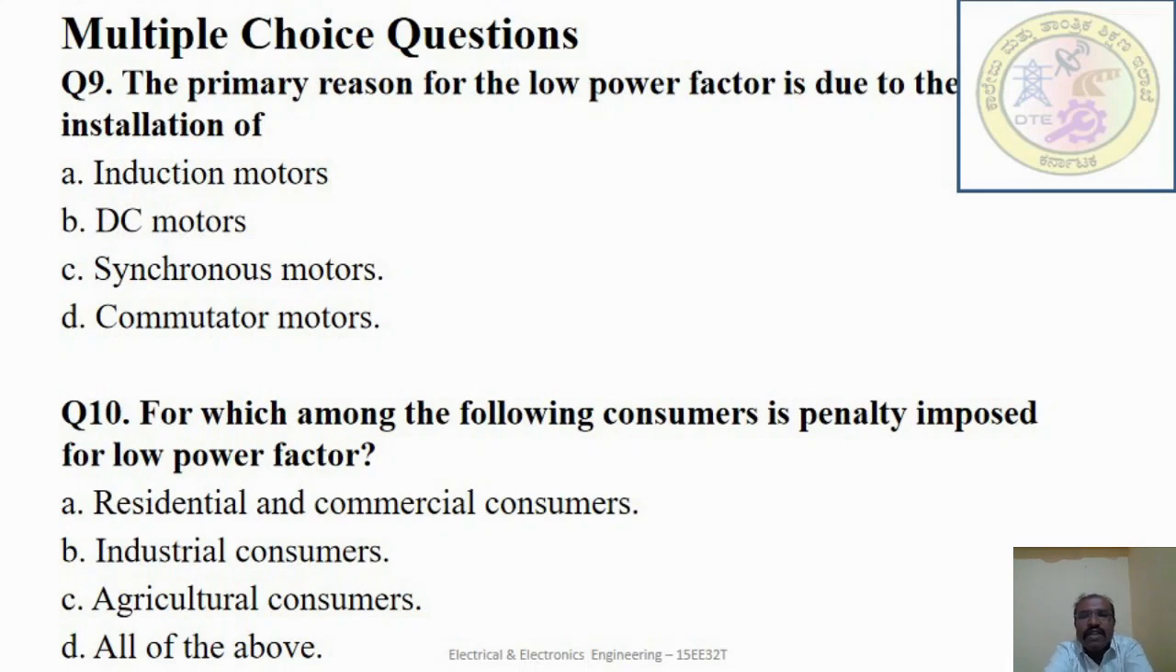The primary reason for the low power factor is due to the installation of which of these: induction motor, DC motor, synchronous motor, commutator. The answer is the induction motors. Both single phase and three phase induction motors are the primary cause of low power factor. Question number 10. For which among the following consumers is penalty imposed for low power factor? Residential and commercial consumers, B, industrial consumers, C, agricultural consumers, D, all of the above. The option will be industrial consumers.